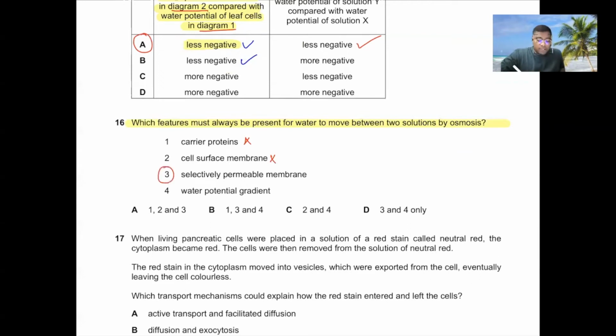The reason we say we do not need a cell membrane is that osmosis can also be done in Visking tubing. Visking tubing obviously does not have a cell surface membrane, yet it will allow osmosis to occur. A water potential gradient must also be present. Definitely, a water potential gradient must be present for water to move from a region of high water potential to low water potential. So option D is the correct answer.